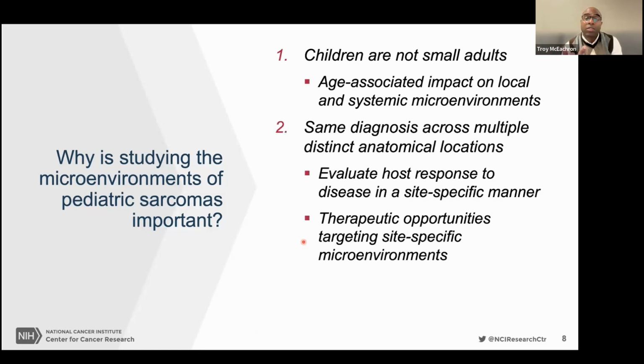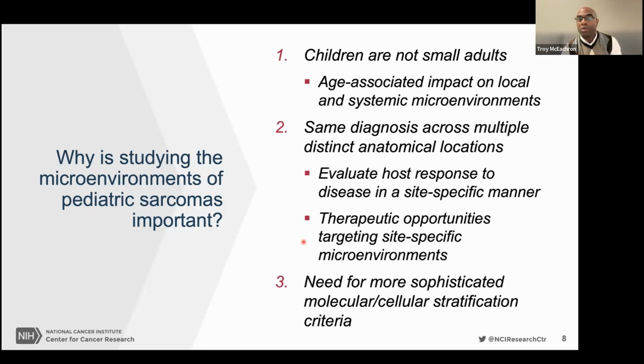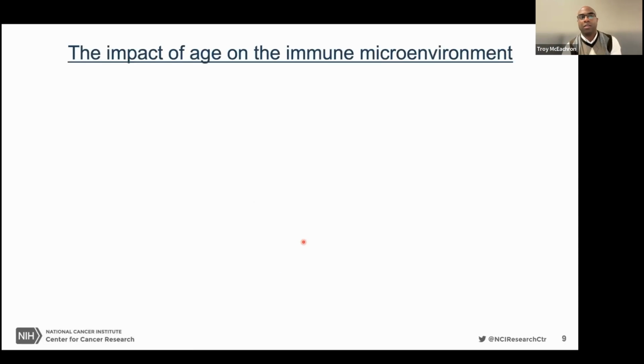With sarcomas in general, you can have the same diagnosis across multiple distinct anatomical locations. And we do need a more sophisticated molecular and cellular stratification criteria to see if we can bin disease by some of these characteristics to offer different therapeutic or prognostic variables associated with that disease.